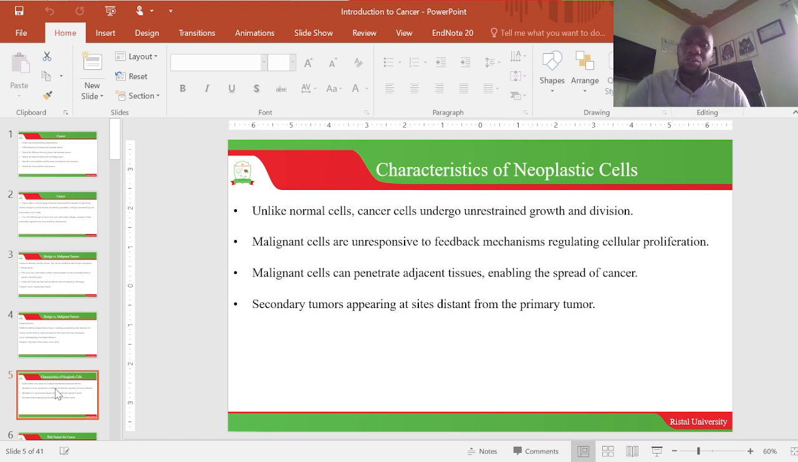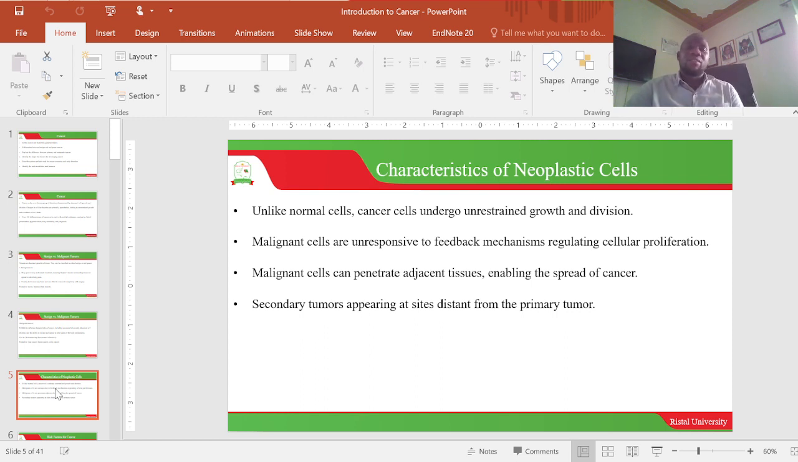We also said that malignant cells can move from the primary tumor to adjacent organs, therefore spreading the cancer to other organs of the body. And we said that it can be through the bloodstream or through the lymphatic system.